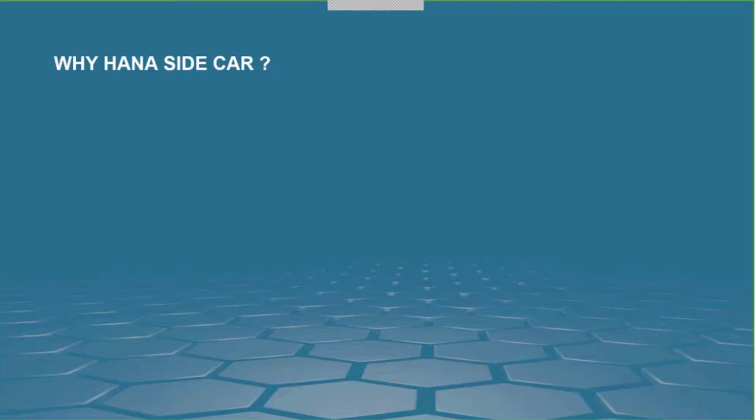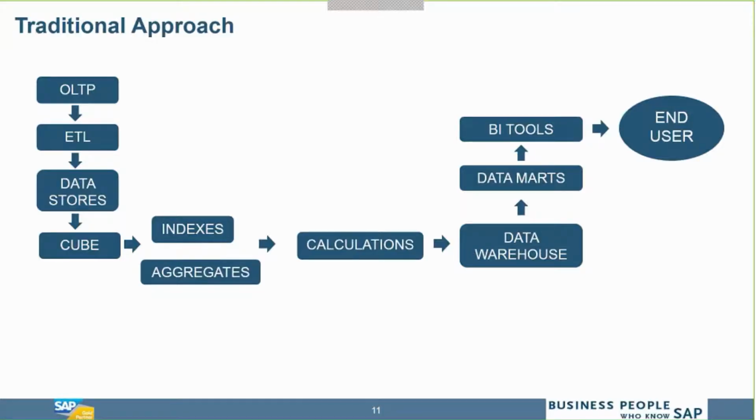So the question, why HANA sidecar? Traditionally, before HANA, what we have generally been doing is we have an OLTP system where all your transactions are happening, and then we load things into a data warehouse. We have to worry about the delta mechanisms, how you're going to load it. Then we store the data as is in the initial data stores.